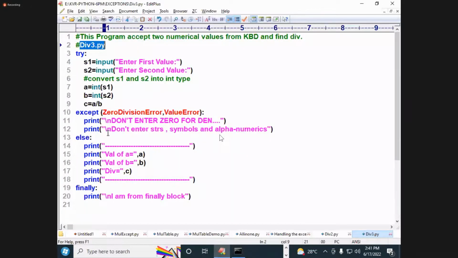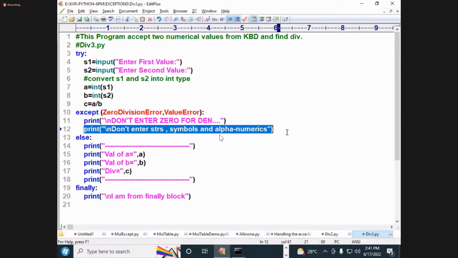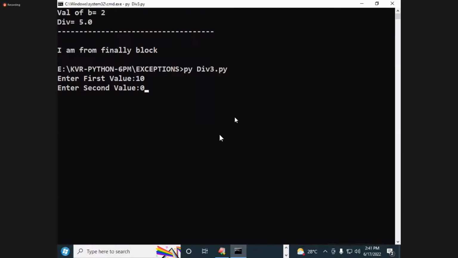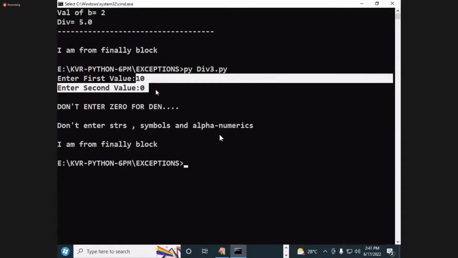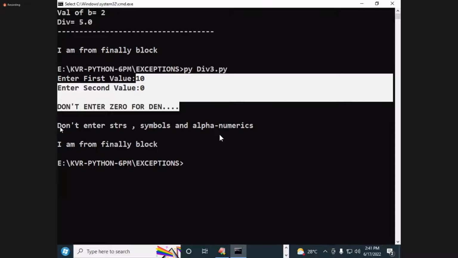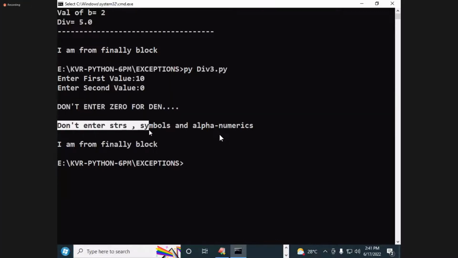When 10 and 0 are coming, it is not only generating this "don't enter 0 for denominator", I'll get another message also. So by getting this message, I'm getting multiple user-friendly error messages. Don't enter 0 for denominator. He is realizing the current problem. He will read this message also: don't enter str, symbols and alphanumeric. In the next attempt, he will not do that. So it is an advanced message he is giving. Is it a next form of exception, except block or not?